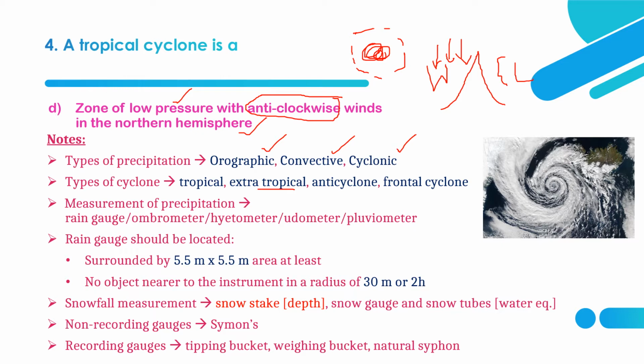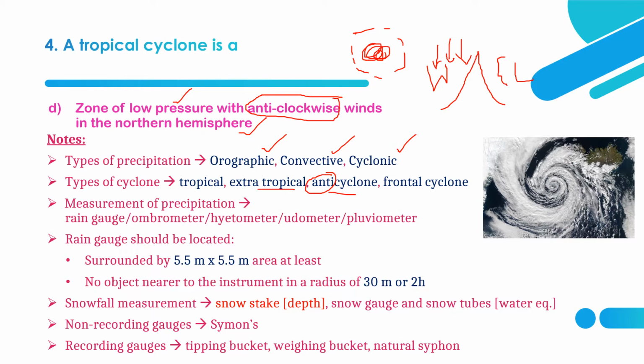So this cyclone occurs outside the tropical zone of the world. And this type of cyclone also possesses a strong anti-clockwise wind circulation in the northern hemisphere. This is similar to tropical but occurs outside the tropical zone. And next is the anticyclone. Anticyclone occurs with a clockwise direction in the northern hemisphere. So anticyclone means clockwise circulation in the northern hemisphere.